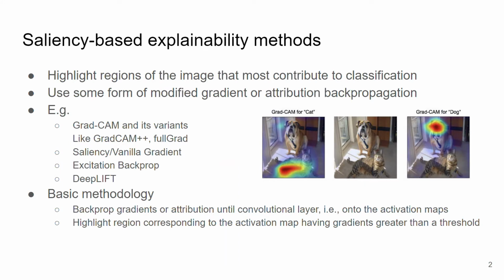Saliency-based explainability methods, in the case of classification, are a group of XAI methods that aim to explain convolutional neural networks by highlighting regions of the image that most contribute towards the classification. They use some form of modified gradients or attribution backpropagation. The examples include GradCam, FullGrad, excitation backprop, DeepLift, and several others. An example image is shown, and the corresponding GradCam maps for the cat and the dog classes are shown.